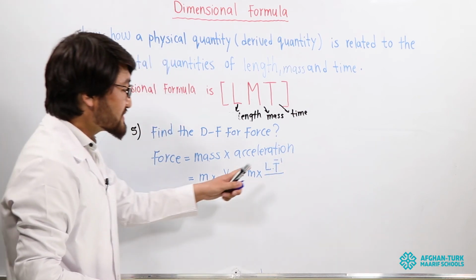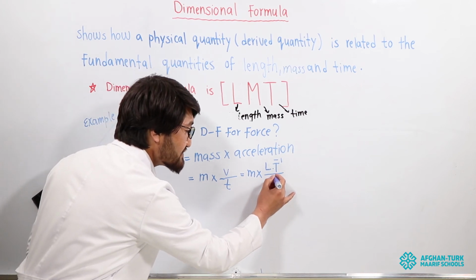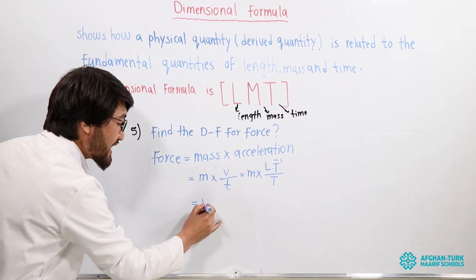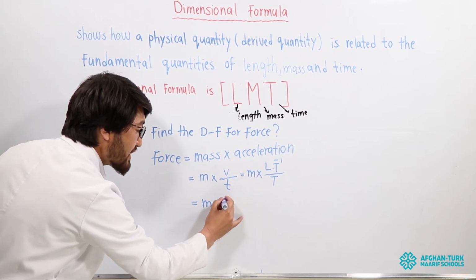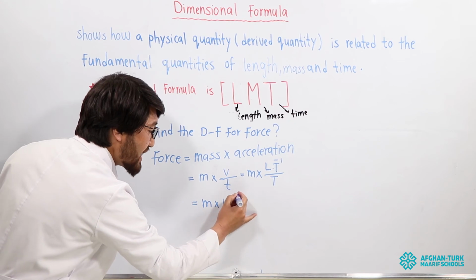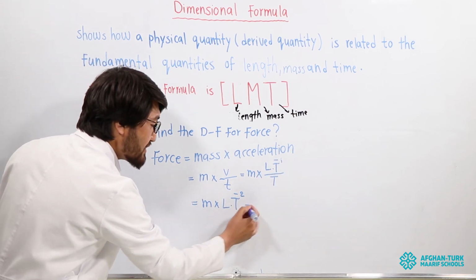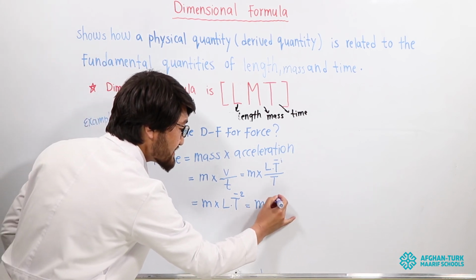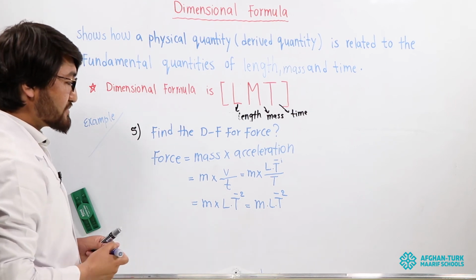We can write this as L times t to the power of minus 1. Also here we have that t, so it is equal to m times L to the power of minus 2. It became minus 2. So m times L times t to the power of minus 2.